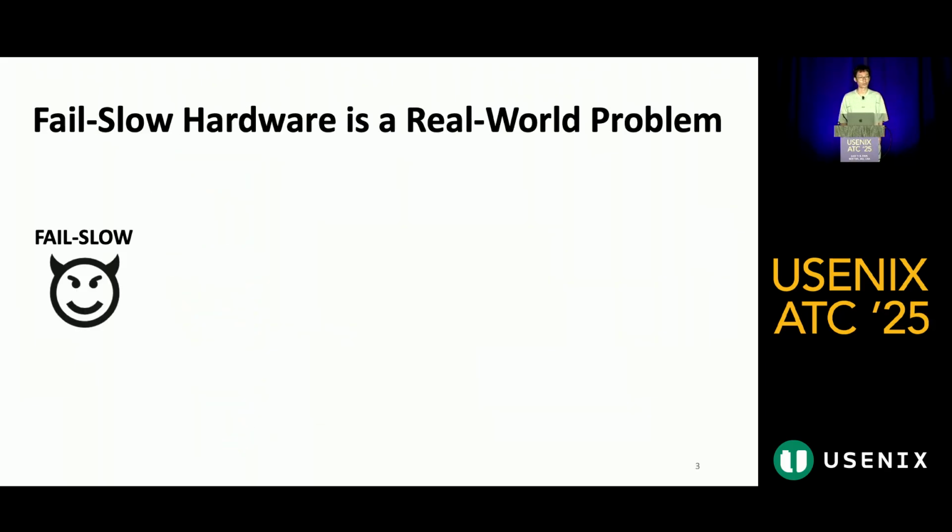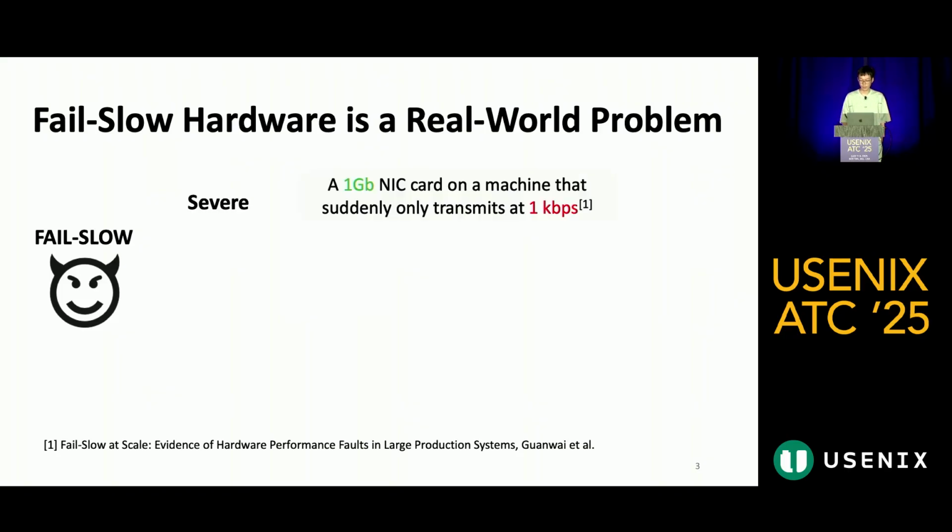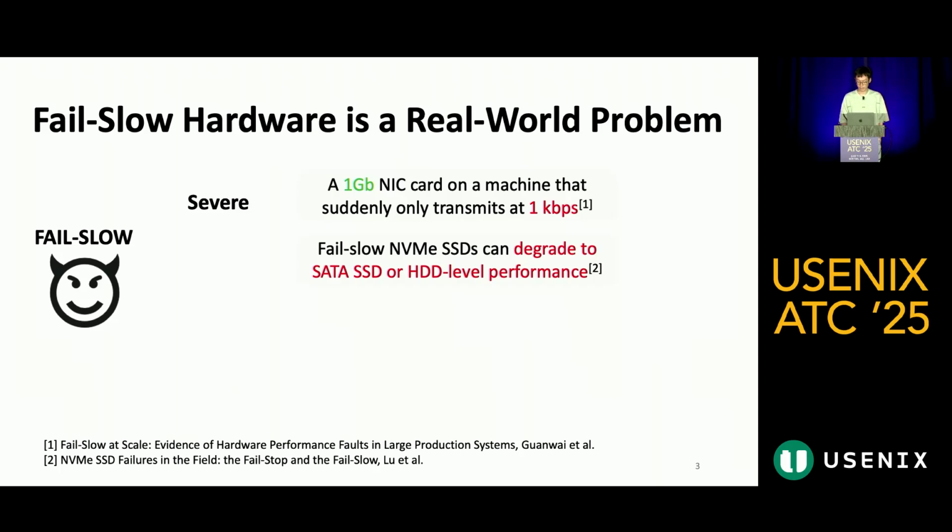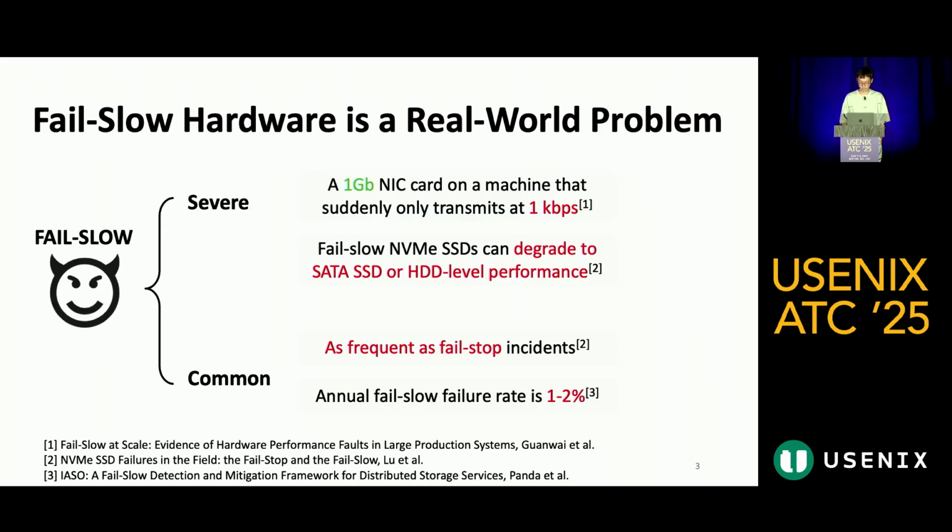Fail-slow hardware is a real-world problem, not a story. It causes severe consequences. For example, in Gigabit networks, a NIC can suddenly only transmit at 1 kilobit per second. In an early cloud, they found a fail-slow NVMe SSD can degrade to SATA SSD or HDD level performance. Fail-slow hardware is also common. It happens as frequently as fail-stop incidents. Moreover, the annual fail-slow failure risk is 1 to 2%.